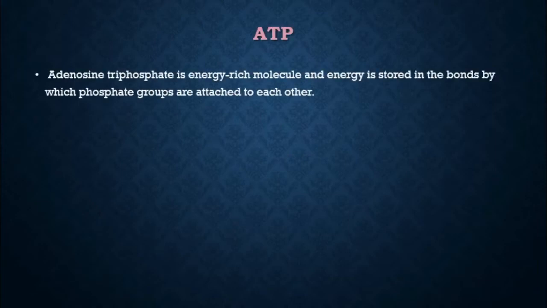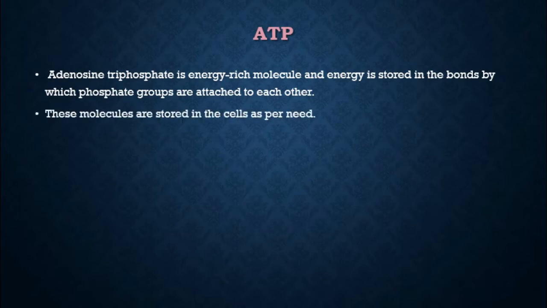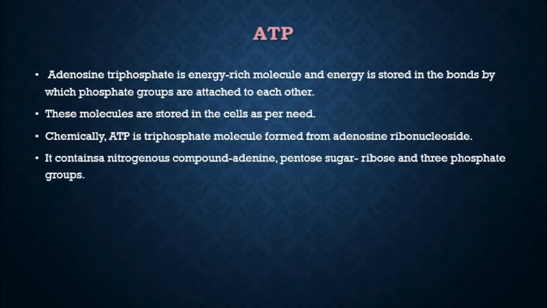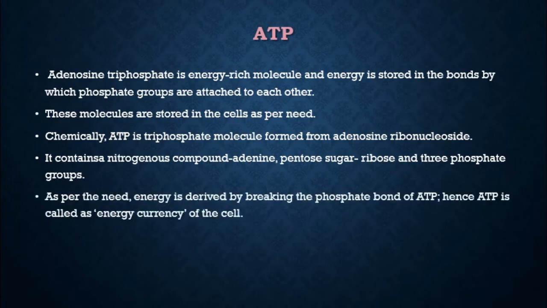Let us learn about ATP also. ATP is adenosine triphosphate, which is an energy-rich molecule, and energy is stored in the bonds by which phosphate groups are attached to each other. These molecules are stored in cells as per need. Chemically, ATP is a triphosphate molecule formed from adenosine ribonucleoside. It contains a nitrogenous compound called adenine, a pentose sugar ribose and 3 phosphate groups. As per the need, energy is derived by breaking the phosphate bond of ATP. Hence, ATP is called the energy currency of the cell.